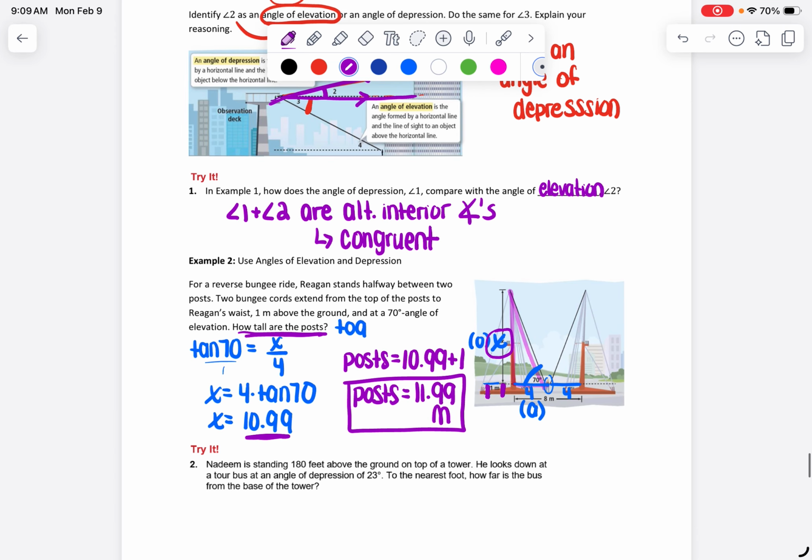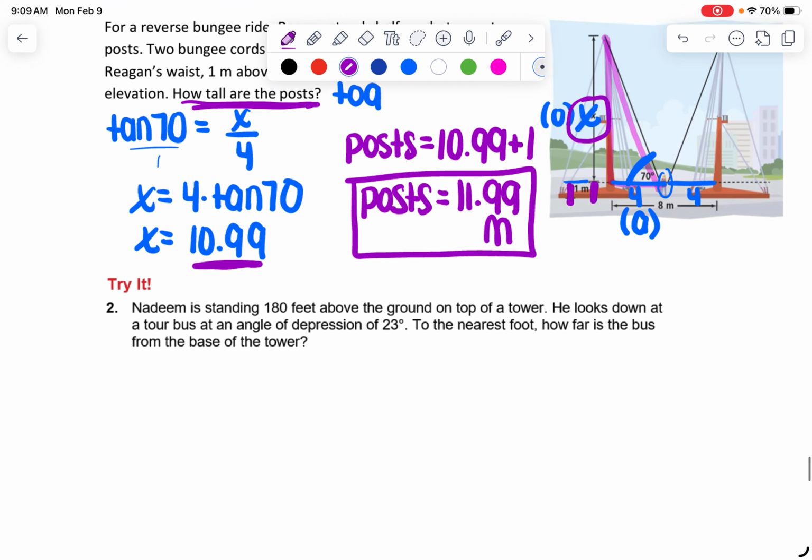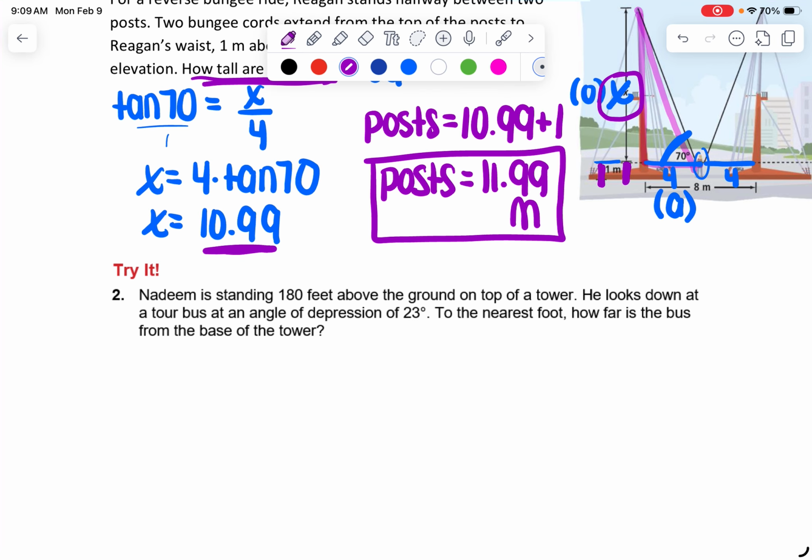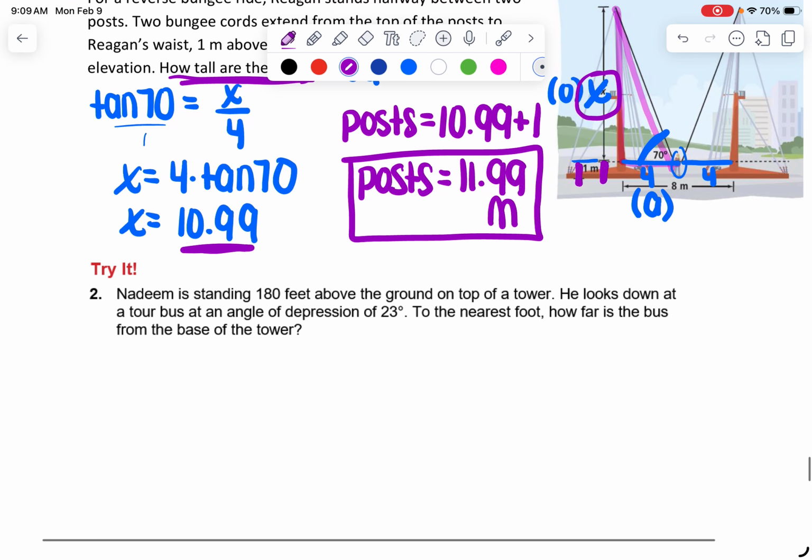If you want to try this next one, feel free to pause the video right now. Otherwise, you can listen to what I'm doing. So here's what it is. We want to draw a picture.